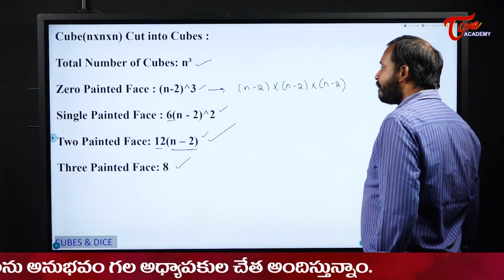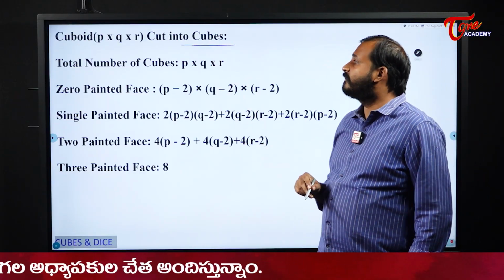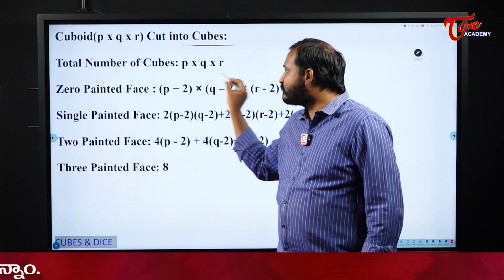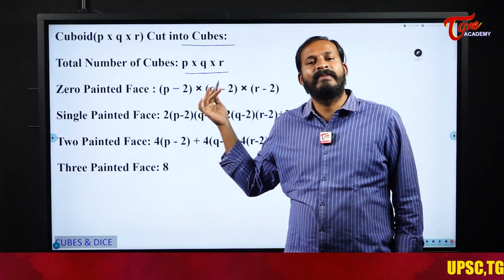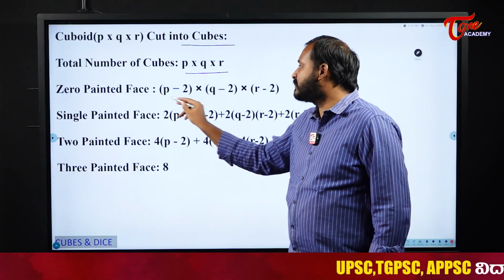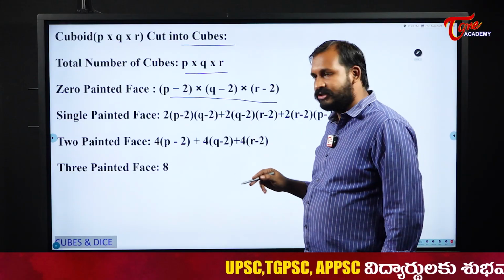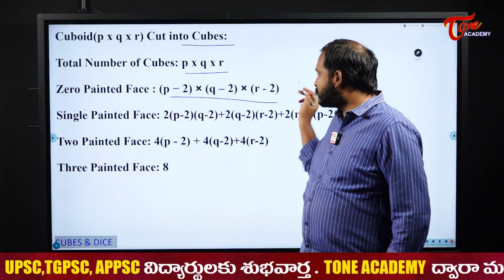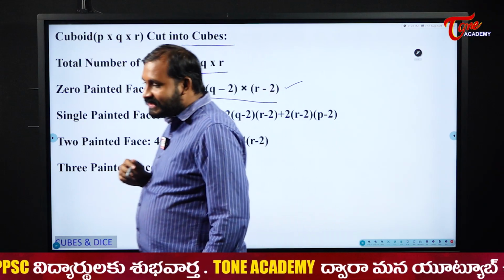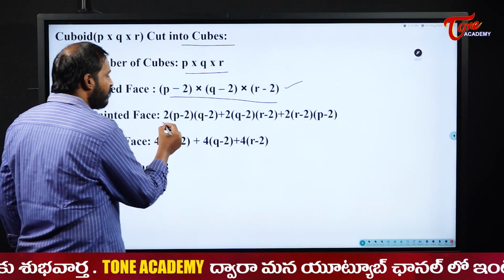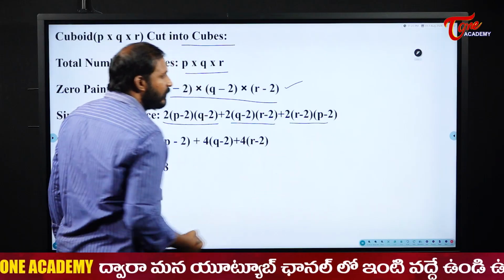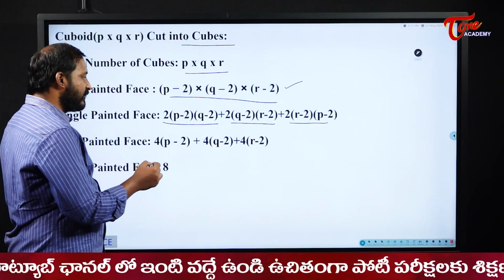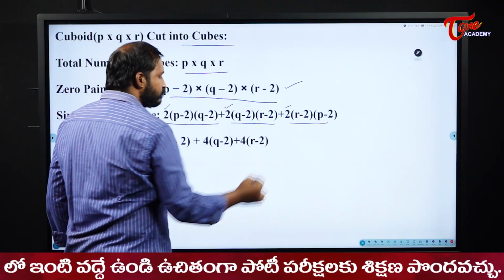Next, if it is a cuboid with sides P, Q and R cut into small cubes, then the total number of small cubes, earlier n into n into n, here will be P into Q into R. Zero painted means P minus 2 into Q minus 2 into R minus 2. Earlier it was n minus 2 whole cube; here we are subtracting 2 from each. Single face painted: 2 times PQ, 2 times QR, 2 times PR, with the same thing applied here.